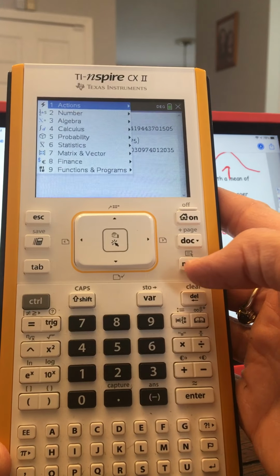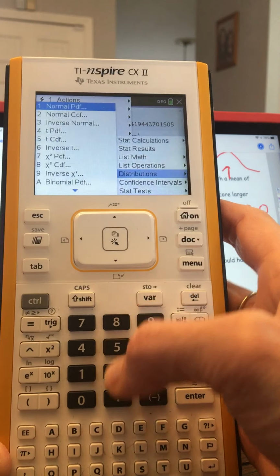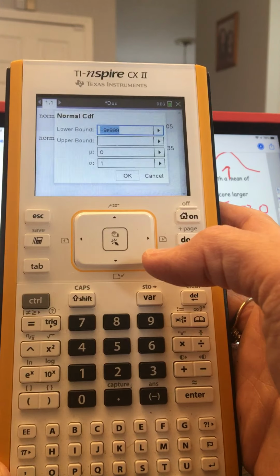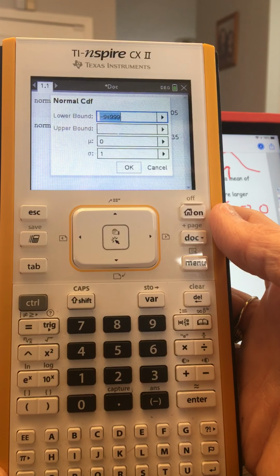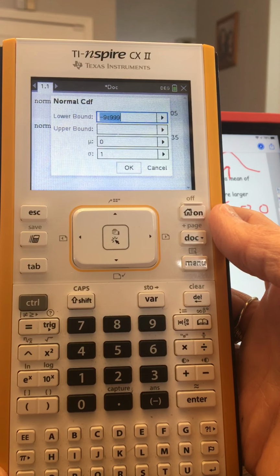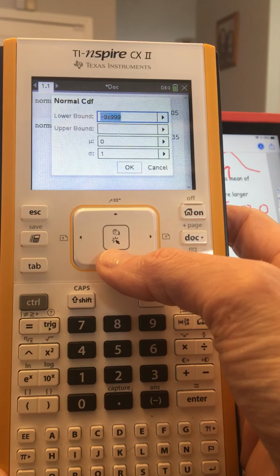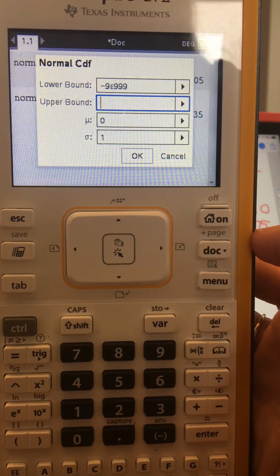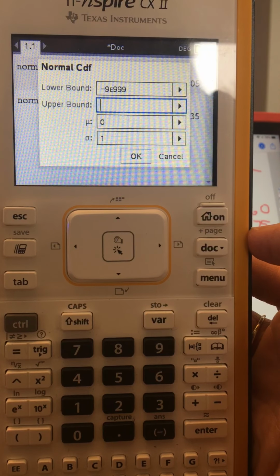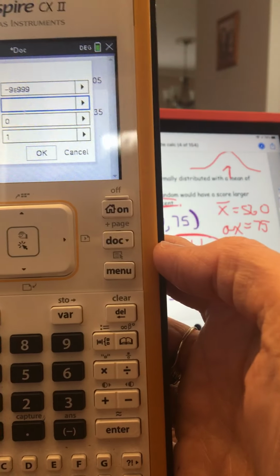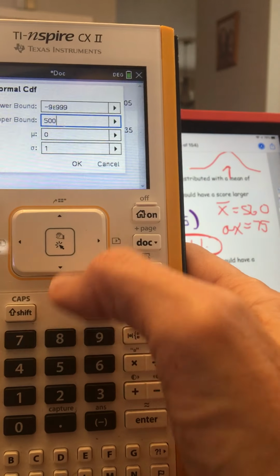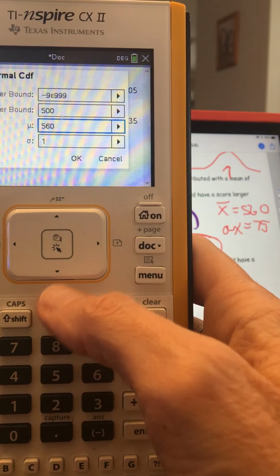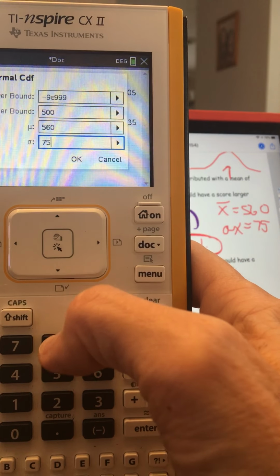Okay, so menu, 6, 5, 2. And you see that, what's on your screen right there? The -9E999. Leave that. That's what you're going to leave. It puts in a small number for you, so just leave that. That's scientific notation. Okay, it's going to be a tiny, tiny, tiny number. And now our upper is 500. Our mean was still 560. And the standard deviation was 75.